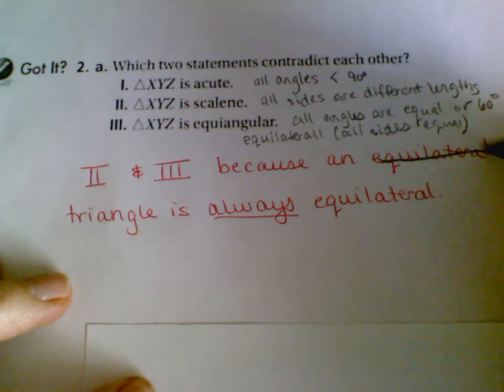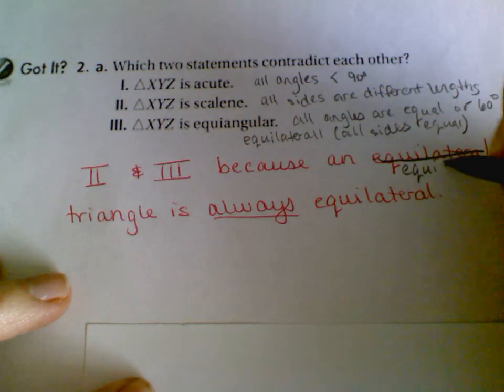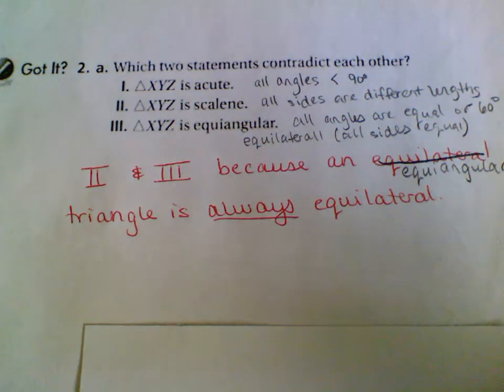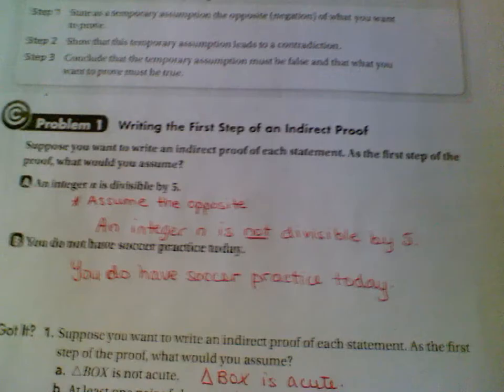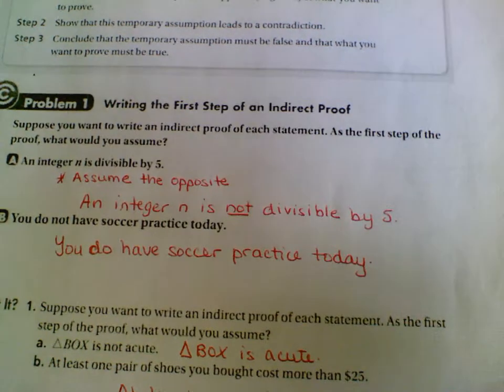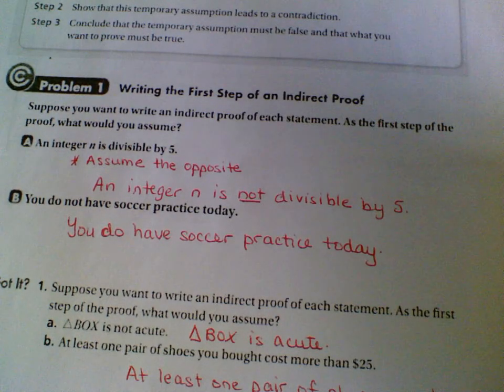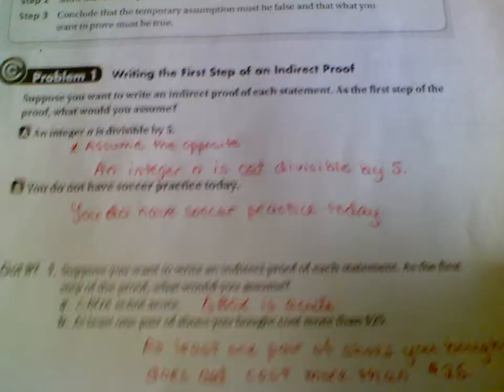I should say equiangular. Okay, so remember, we are not doing the full proofs. You are just practicing the first step and practicing finding the contradictions. So the first step is where you assume the opposite, which is the negation of it.